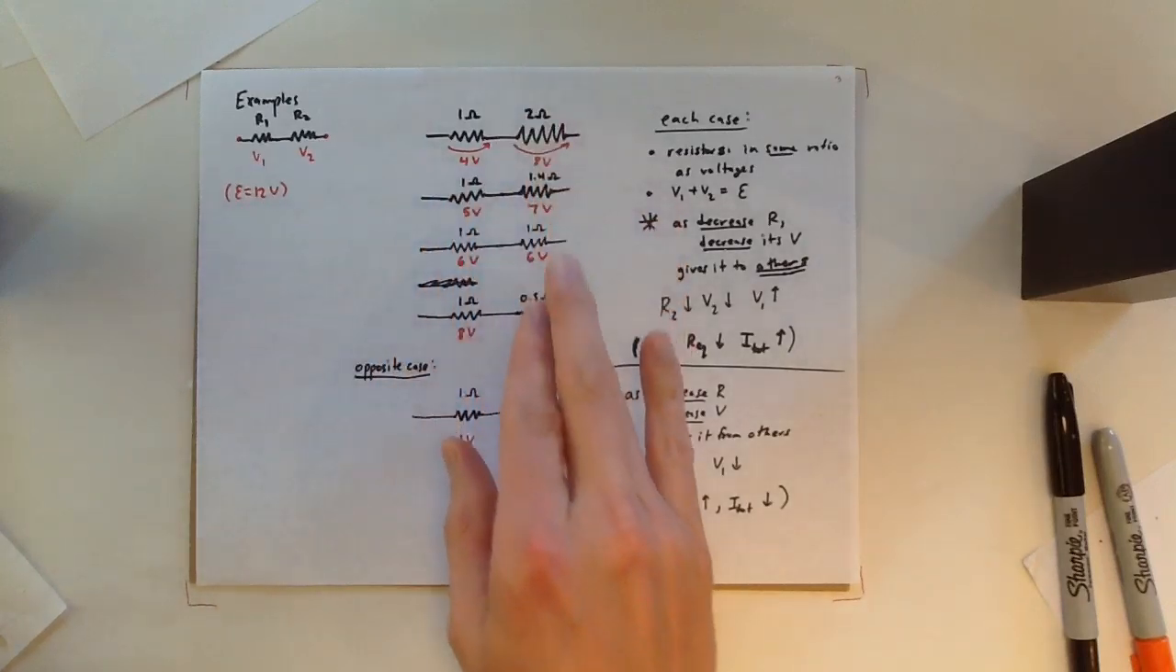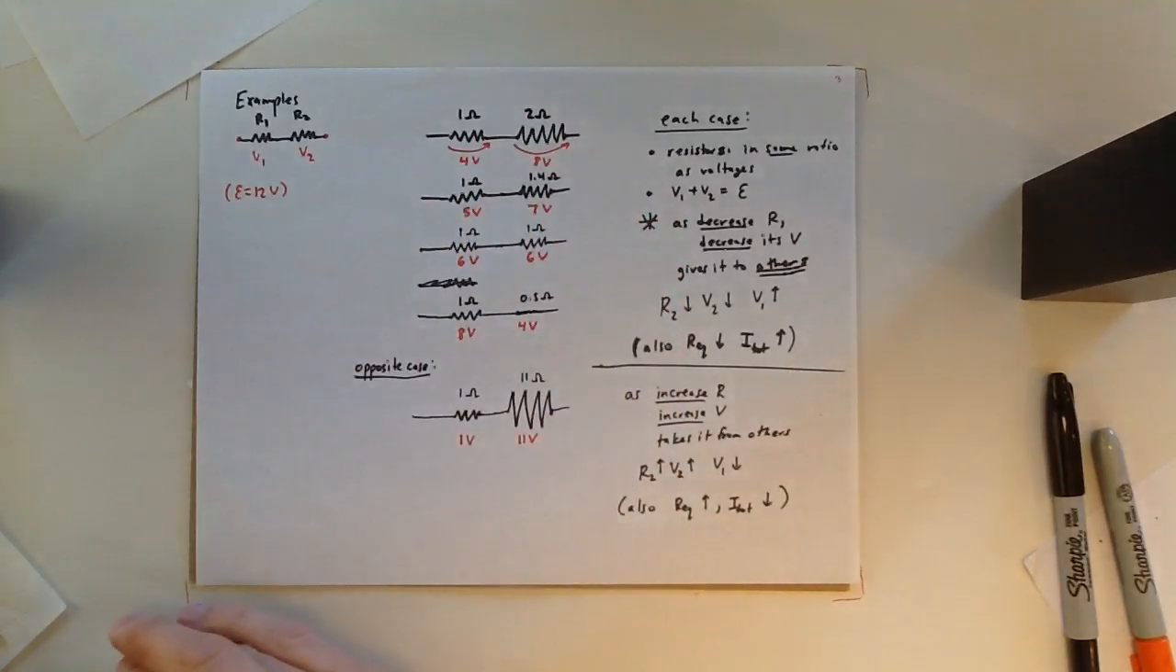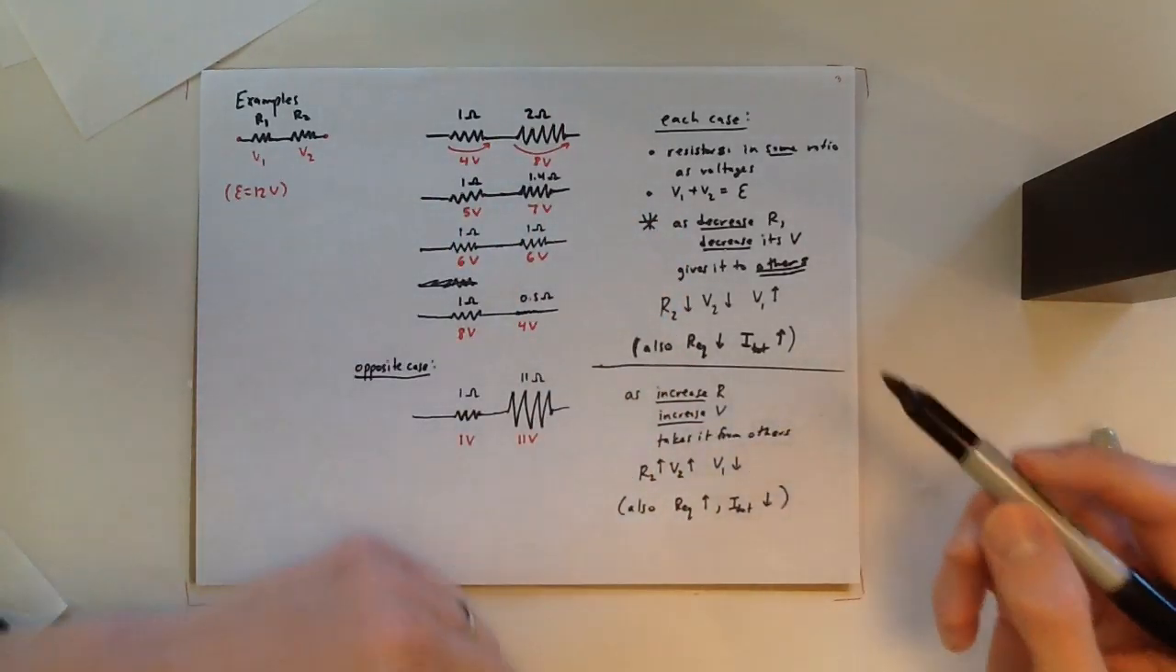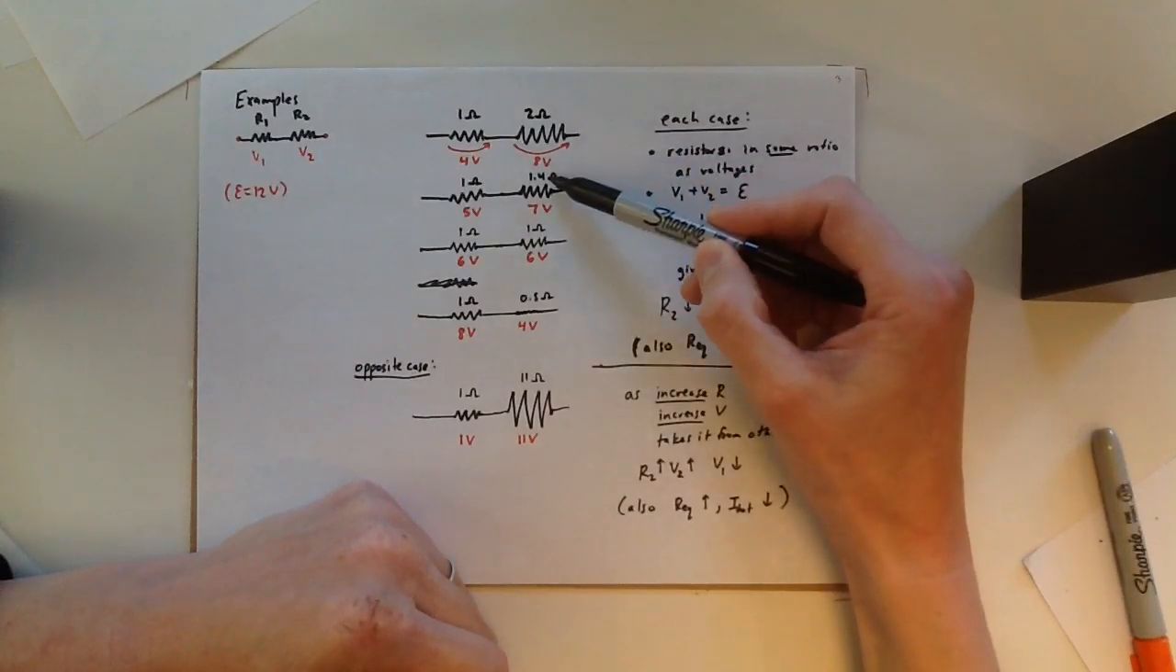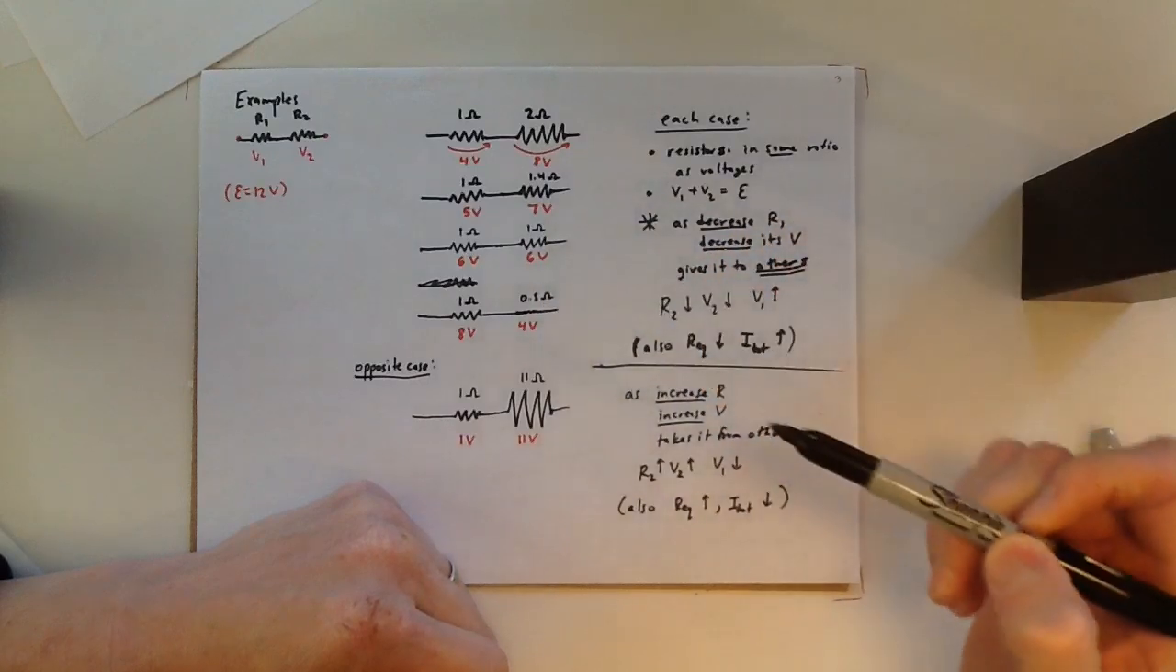It's just how much does one resistor versus the other take. And so here's what I want you to notice about these examples, is I'm making this resistance smaller, 2 ohms, 1.4 ohms, 1 ohm, 0.5 ohms.